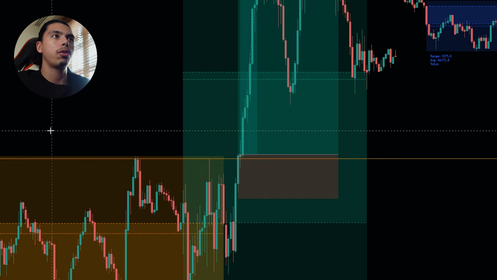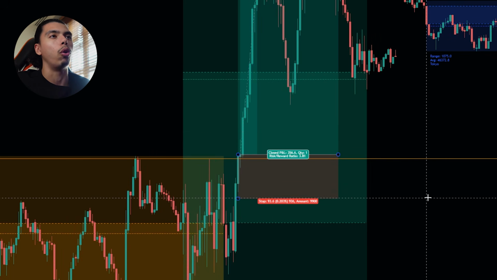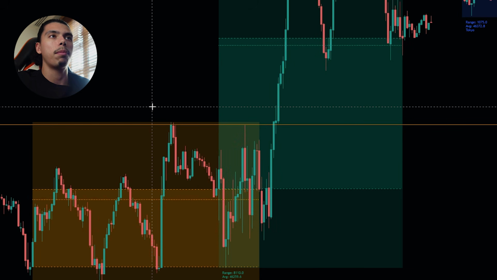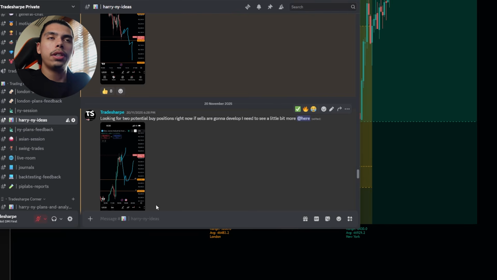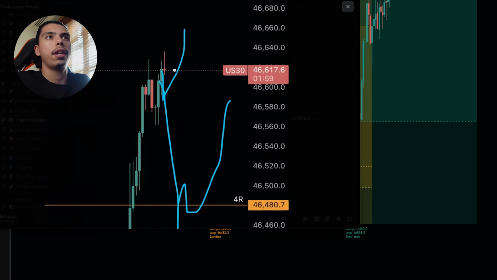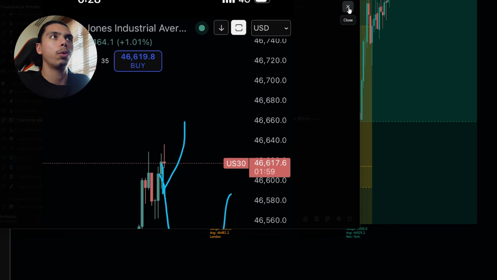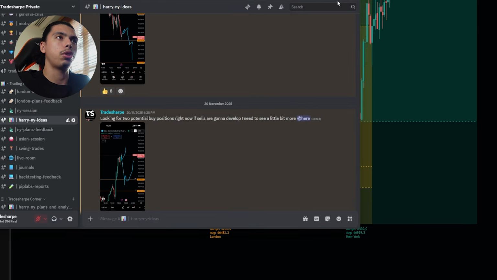So if you haven't guessed already, what you're looking for is a close. A close on the 5 minute time frame above your London high, or a close on a 5 minute time frame below your London low. So this is an example I want to show you. As we can see, looking for two potential buy options here, and this is that buy above the London high. So we're going to run through this trade from the beginning and just speak about it.